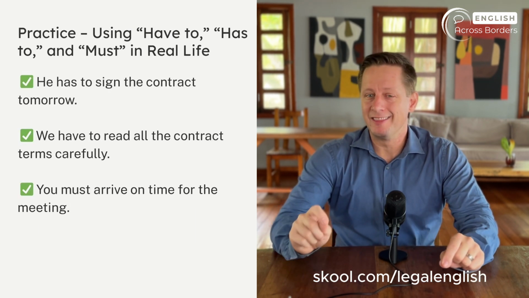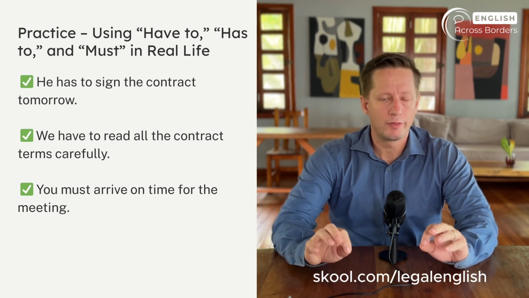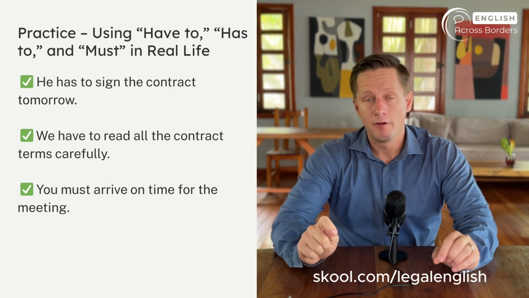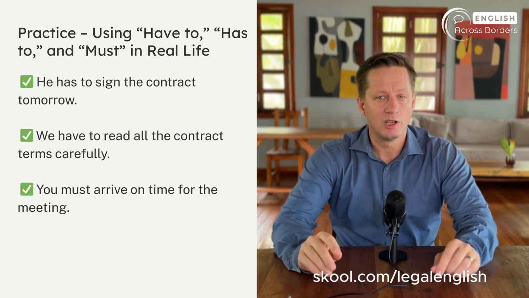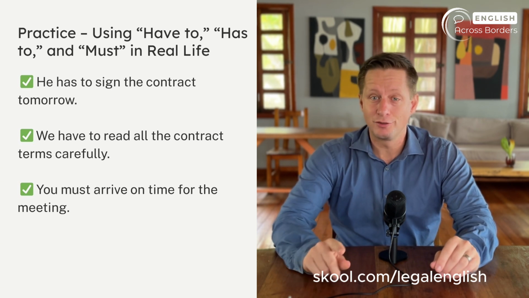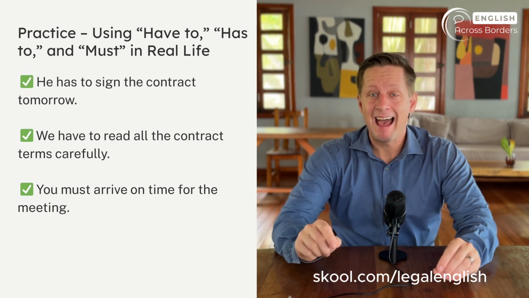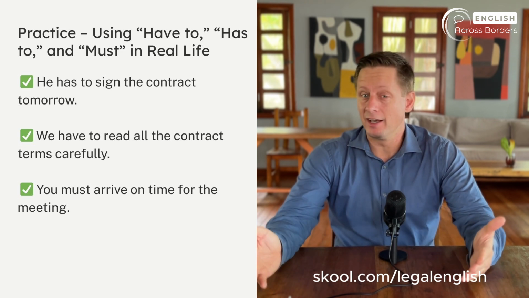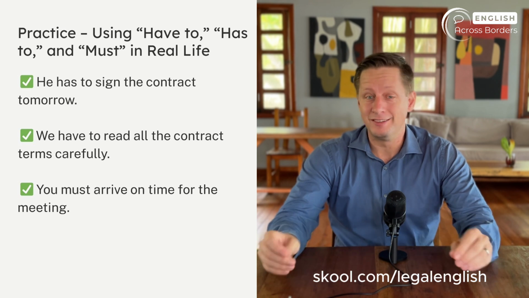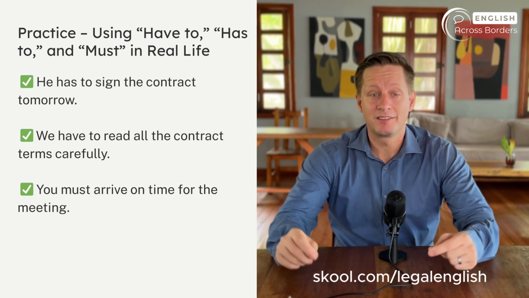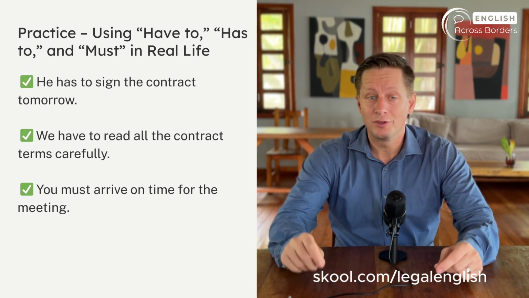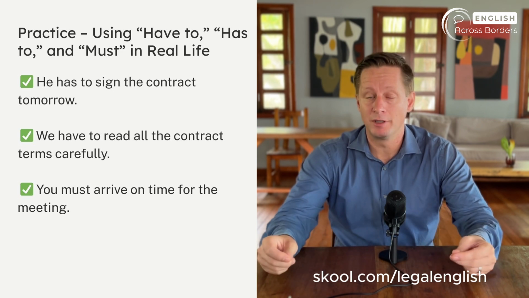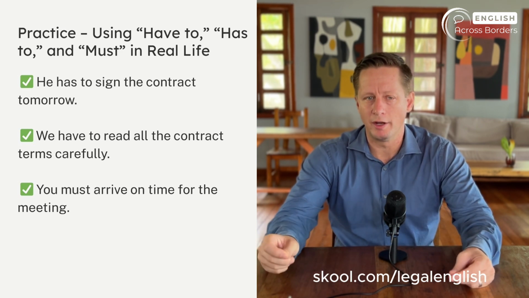Let's bring these phrases to life with real situations from a legal workplace. First, imagine this. Your manager turns to you and says he has to sign the contract tomorrow. Maybe the deadline is urgent or the deal depends on it. Because the subject is he, we use has to. This shows it's an obligation, something required.